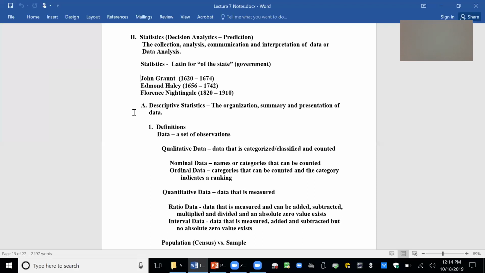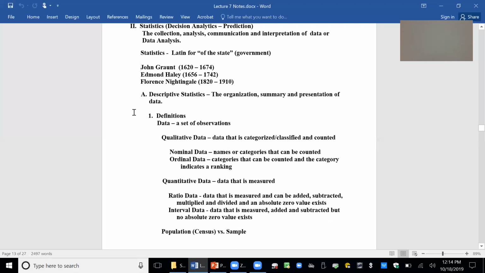Another excellent statistician was Florence Nightingale, the nurse with the lamp. She brought back data on the Crimean War and showed that more people were dying from disease than were dying from wounds incurred in battles. The Crimean War was fought, I think, a little bit before our Civil War.